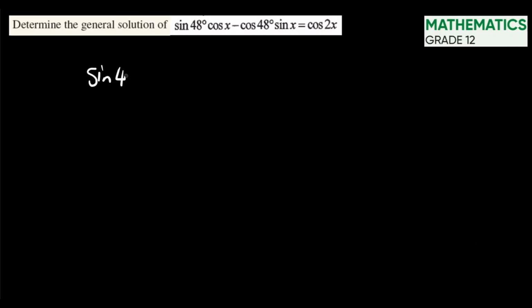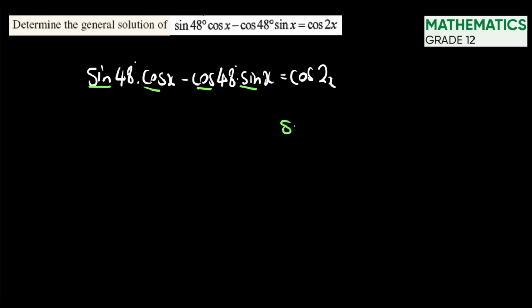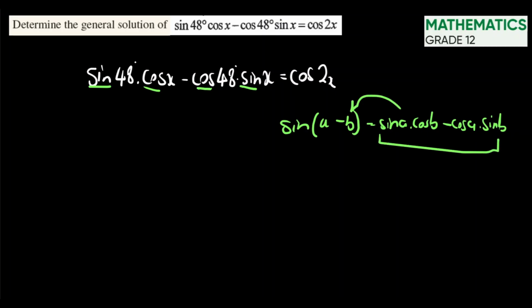So here we're given the sine of 48 degrees times the cos of x minus the cos of 48 degrees times the sine of x equals the cos of 2x. So something interesting is happening here. We have sine cos, cos sine. This rings the compound angle sine, which says sine of A minus B will give us sine of A times the cos of B minus cos of A times the sine of B. So we are here, and we have to reverse engineer it to come back to there.